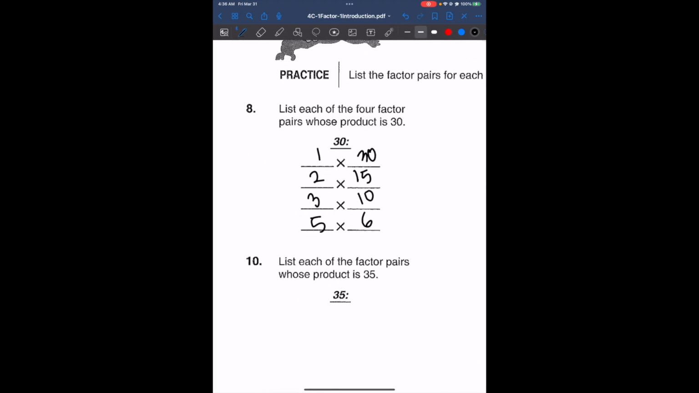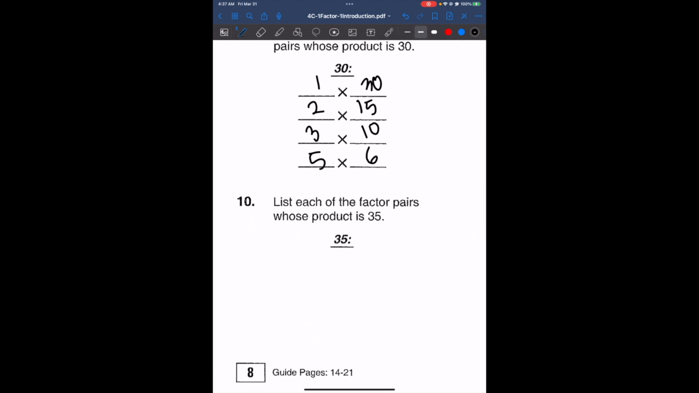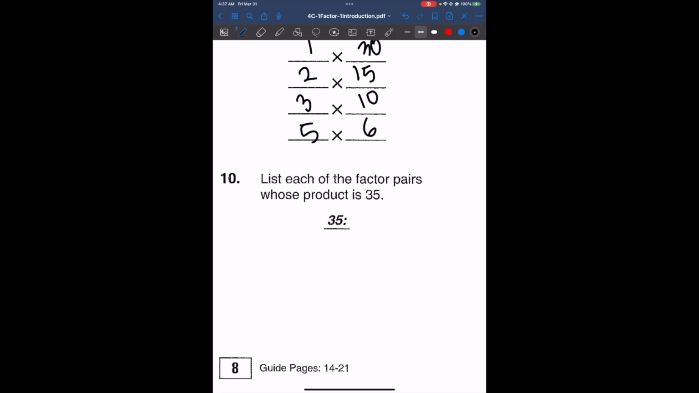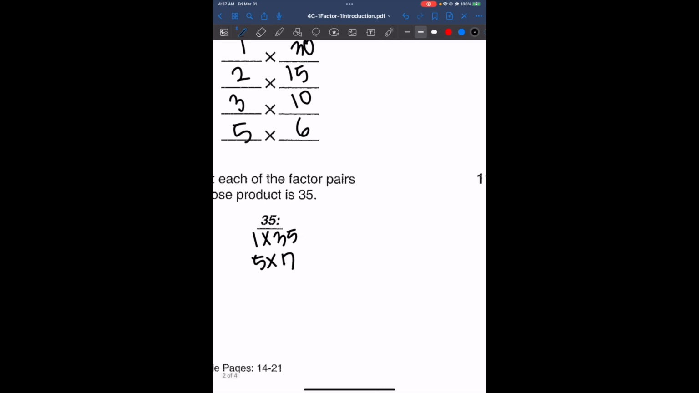Now for the next problem, we're going to list factor pairs whose product is 35. So we have 1 and 35, not divisible by 2, not divisible by 3, not divisible by 4, and then we have 5 times 7. And that's going to be it because the next one we have is 7 times 5, so it's going to be repeated from there.